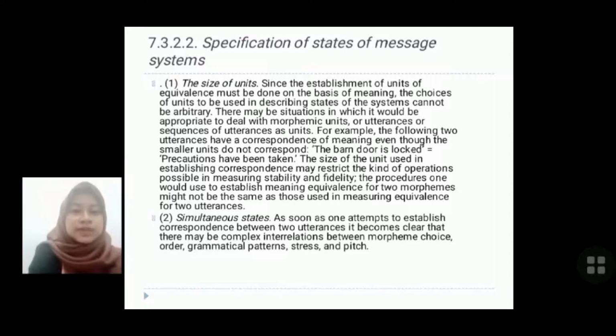Precautions have been taken. The size of unit used in establishing correspondence may restrict the kind of operations used to establish meaning equivalence. For two morphemes, it might not be the same as those used in measuring equivalence for two utterances. Two simultaneous states. As soon as one attempts to establish correspondence between two utterances, it becomes clear that there may be complex interrelations between morpheme choice, order, grammatical patterns, stress, and pitch.